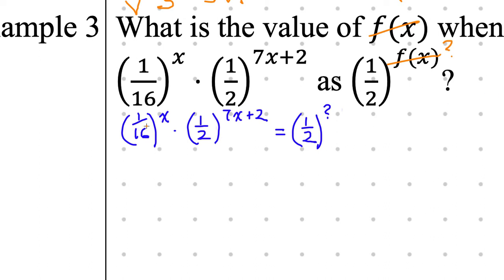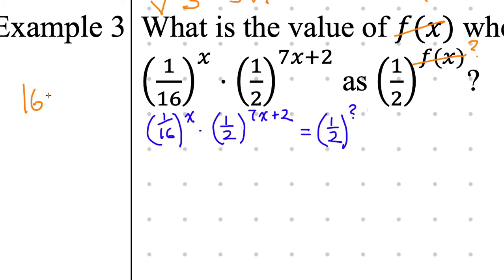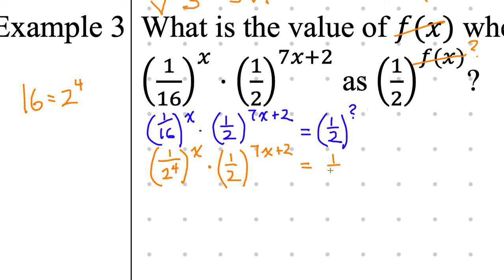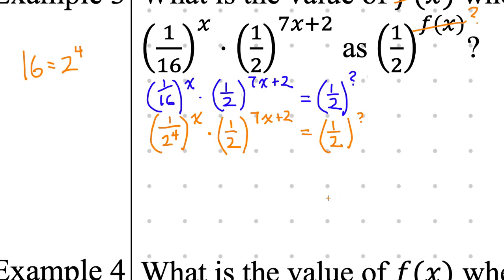The first trick is knowing what is 16 in terms of 2. Well, and you should know this, that 16 is equal to 2 to the power of 4. So I can come and rewrite this equation. I can say that's 1 all over 2 to the power of 4, and that was 1/16. So I've copied down 1/16. It's still to the power of x. And that's the only change I'm going to make. I'm going to rewrite everything else. So this is times 1/2 to the power of 7x plus 2 is still equal to 1/2 to the question mark. Okay. So I'm almost there.